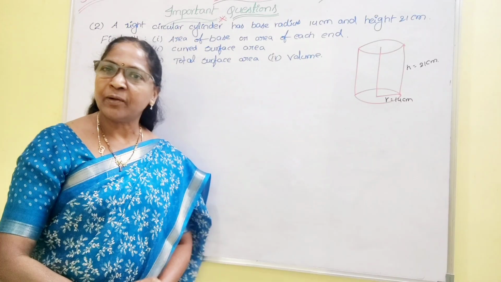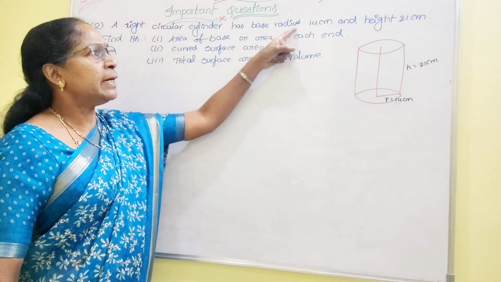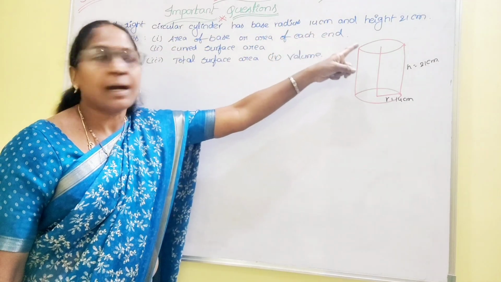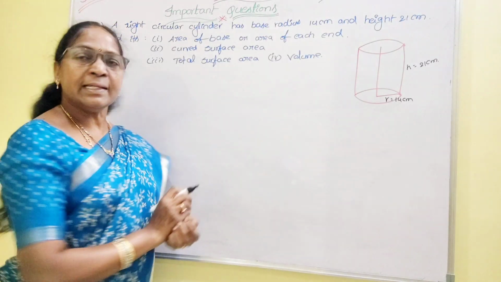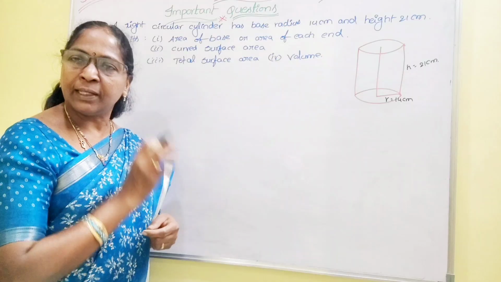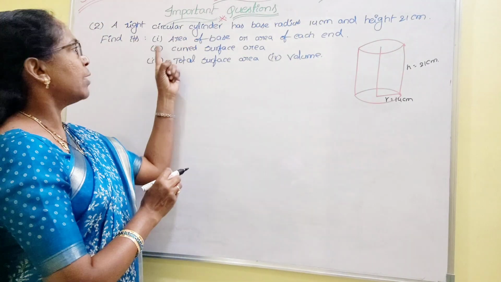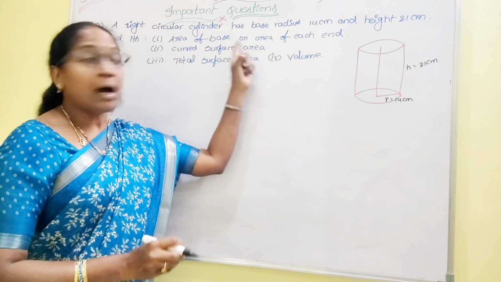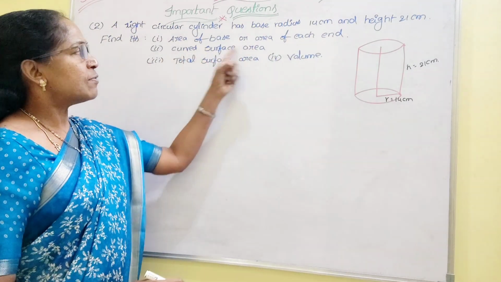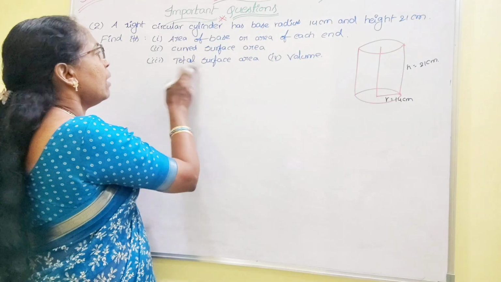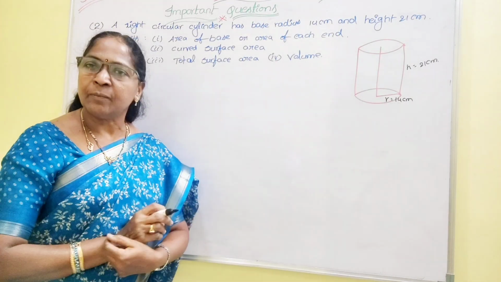So the most important question is here. A right circular cylinder has a base radius equal to 14 centimeter and a height of 21 centimeter. So the cylinder's radius and height are both given. Now, using these two values, you have to find the area of the base or area of each end, second the curved surface area of the cylinder, as well as the total surface area of the cylinder, and last one is the volume of the cylinder.